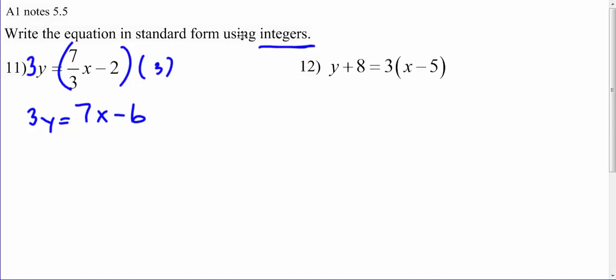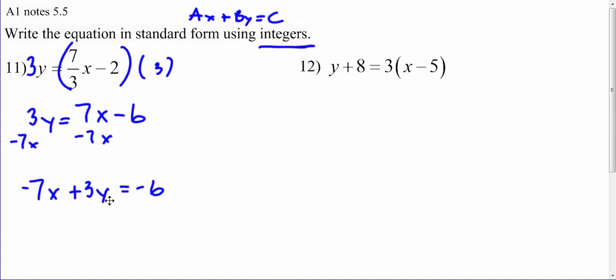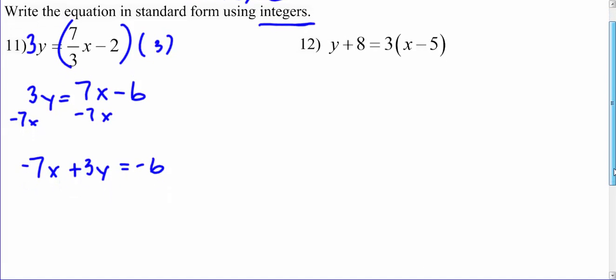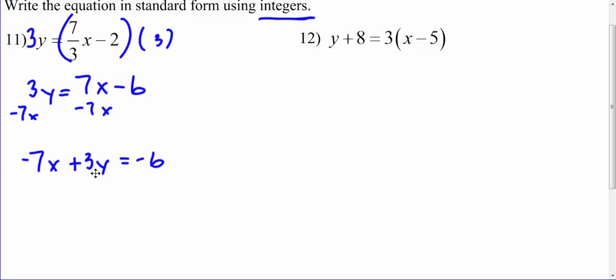Now to get to standard form, remember standard form, ax plus by equals c. I essentially just need to subtract 7x from each side. So negative 7x plus 3y equals negative 6. Now some people, and including your textbook, I believe, aren't big fans of having a negative out in front, so they may want you to multiply everything by negative 1 and make it 7x minus 3y equals 6. Myself, I'm not a stickler on that. If you want to do this, that's great. If you're okay with a negative up front, a negative a term, so am I.